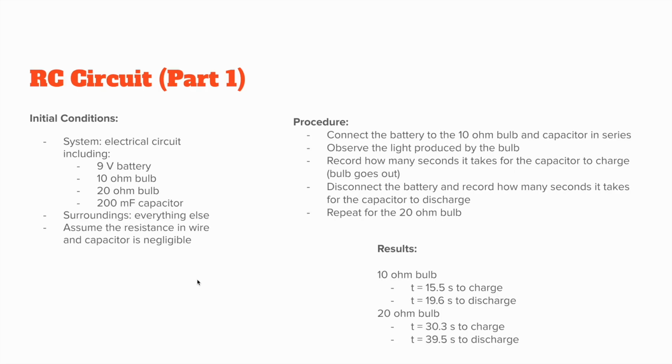For the first RC circuit, we charged a capacitor while it was connected to a 10 ohm bulb and a 9 volt battery, and then we repeated it with a 20 ohm light bulb, and we also measured how much time it took to discharge it. I found that the 10 ohm bulb took 15.5 seconds to charge, and the 20 ohm took a little less than twice that. To discharge, the 10 ohm bulb took 19.6 seconds, and the 20 ohm bulb took 39.5 seconds.